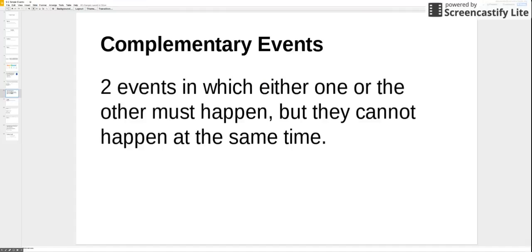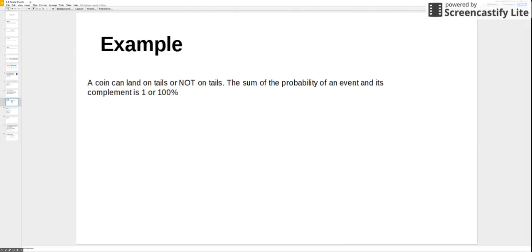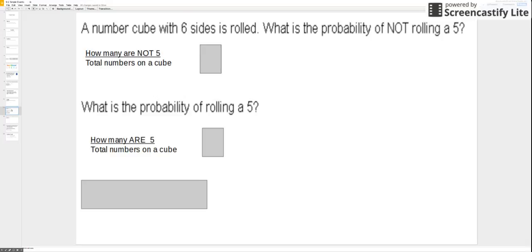Complementary events are 2 events where either one or the other must happen, but they cannot happen at the same time. For example, a coin can land on tails or not on tails. The sum of the probability of an event and its complement is 1 or 100%. So let's look at more examples. A number cube with 6 sides is rolled. What is the probability of not rolling a 5? Well, how many sides are not 5? All the sides on a die are not 5 except for 1.